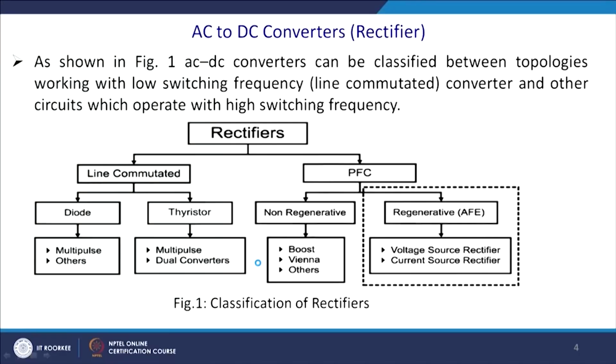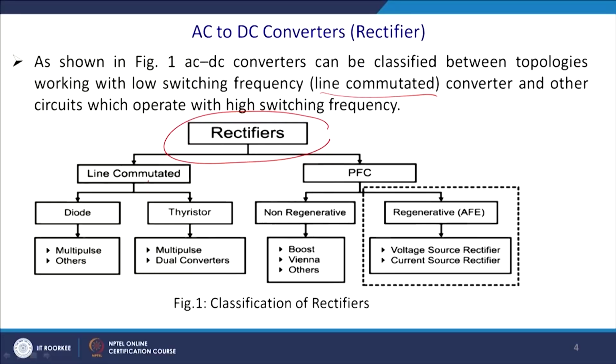As shown in figure 1, AC to DC converters can be classified between the topologies working at low switching frequency, which are line commutated and mainly thyristor driven converters, and other circuits that operate at high switching frequency, like IGBT and maybe silicon carbide MOSFET. So, this is a rectifier.